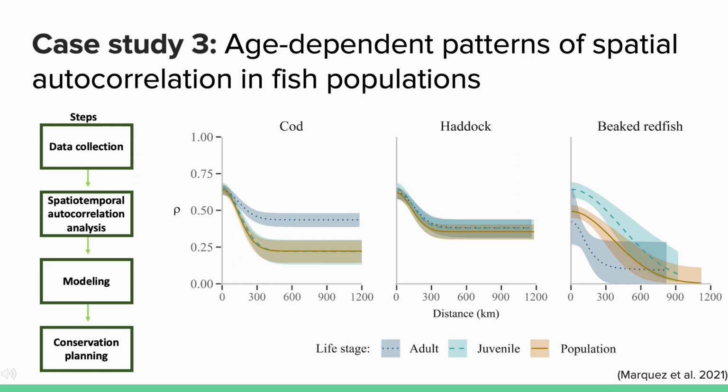The y-axis shows the correlation coefficient. The x-axis represents the distance. The green dashed line represents the spatial autocorrelation of the population density, while the dark and light blue lines represent the autocorrelation of the density of juvenile and adult fish, respectively. The smoothers represent the 95% confidence intervals obtained from parametric bootstrap analyses.